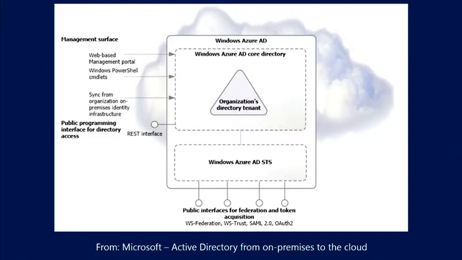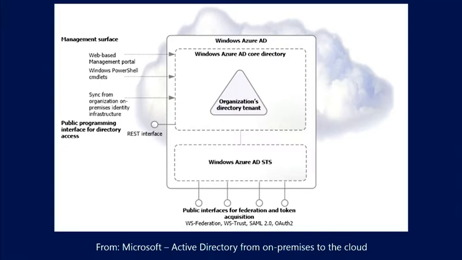So what we've got at the top is the core STS. Down the bottom, we've got the applicative STS. We've got the public interfaces for Federation, Trust, SAML, and OAuth. On the left-hand side at the top, we've got the web-based portal, which is the one that I've just showed you.